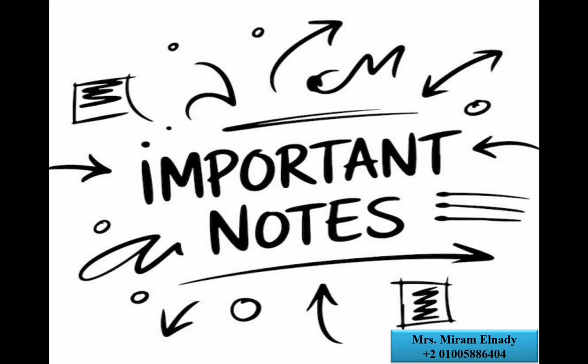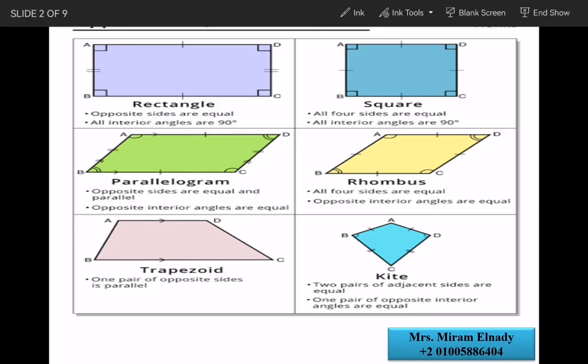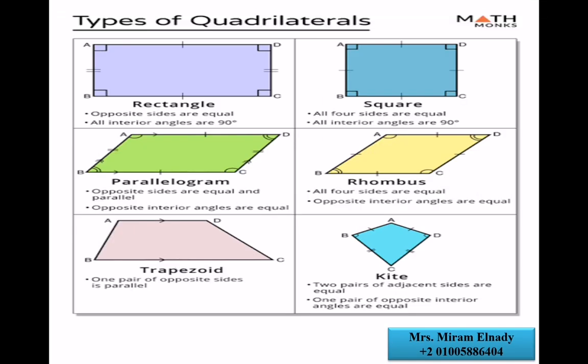Hello everyone, this is important notes related to quadrilaterals. You know the types of quadrilaterals: we have rectangle, square, parallelogram, rhombus, trapezoid, and kite. In a rectangle, opposite sides are equal and all interior angles are 90 degrees. What about the square? In a square, all four sides are equal and all interior angles are 90 degrees.